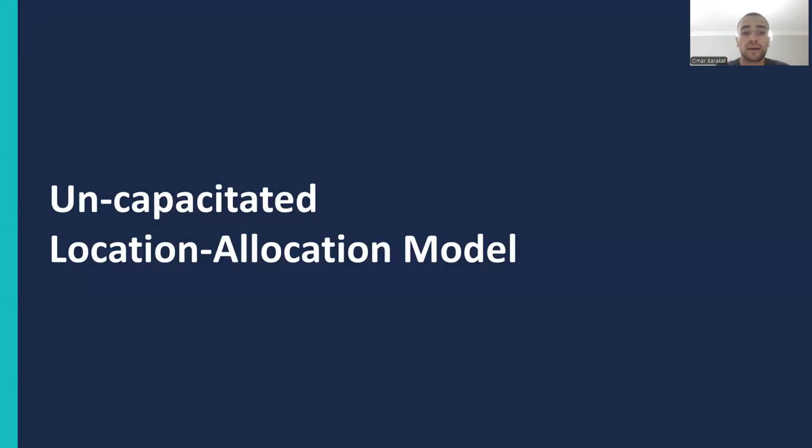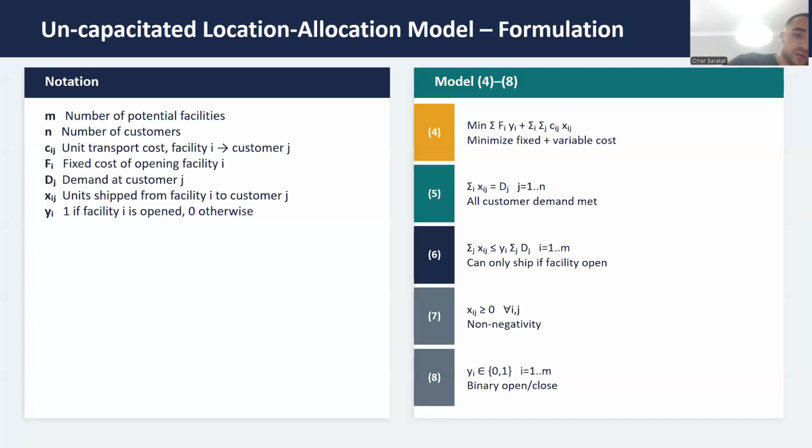Now let's talk about the uncapacitated location allocation model. The models so far focused on coverage and distance. The uncapacitated location allocation model introduces cost explicitly and creates a trade-off between the fixed cost of opening a facility and the variable cost of shipping from that facility to customers. Here are our notations. In this model, we are trying to minimize the fixed cost plus the variable transport cost.